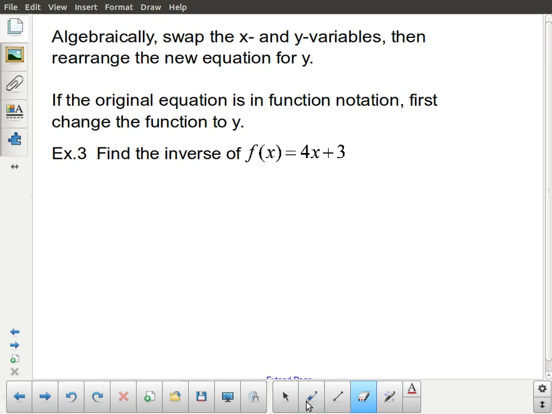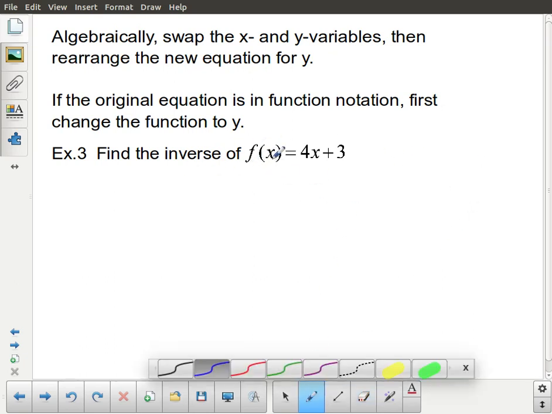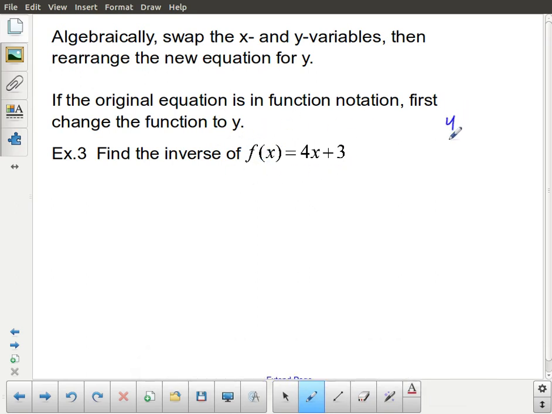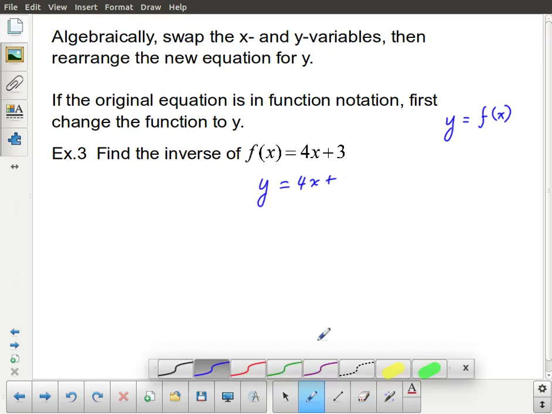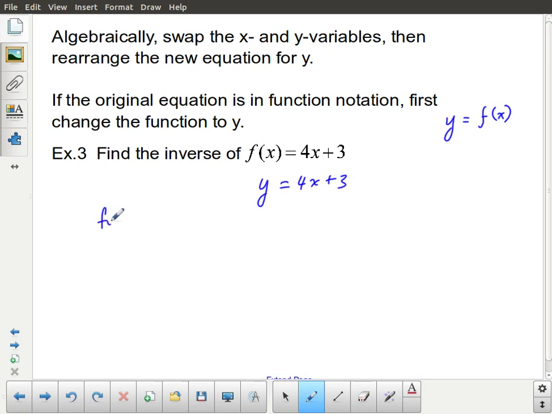Now in this case, we don't have that situation. We have something generic. It's actually written as a function. So the first thing we want to do is make use of the relationship that our dependent variable is usually set to the output of the function. So that means that this can be rewritten as y equals 4x plus 3, the equation of a straight line. Now for the inverse, which is what we're trying to find, I'm going to swap the x and y values. And when I do that, I end up with x equals 4y plus 3.